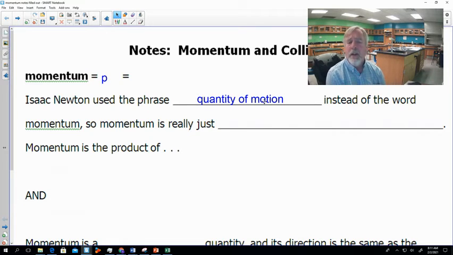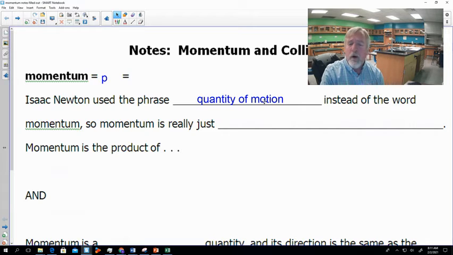And if we go back and think a little bit about his first law, right, an object at rest tends to stay at rest unless acted upon by an outside force. An object in motion tends to stay in motion unless acted upon by an outside force. So at some point there, we're talking about the amount of motion, right? So how can we describe what that is?